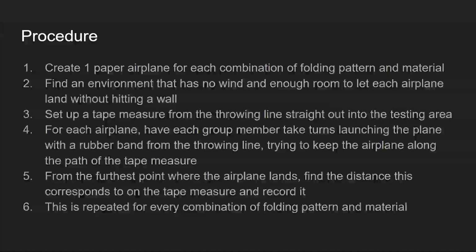All right, so our procedure involved creating one paper airplane for each factor combination of folding pattern and material. The next step was to find an environment that had no wind and enough room to let each paper airplane land without hitting any kind of wall or obstruction. In this case, we chose the SDFC. Next, we set up a tape measure from the throwing line straight out into the basketball court. Then, for each plane, we took turns in the group launching the airplane with a rubber band at the baseline and tried to aim along the tape measure to get a more accurate distance measurement.